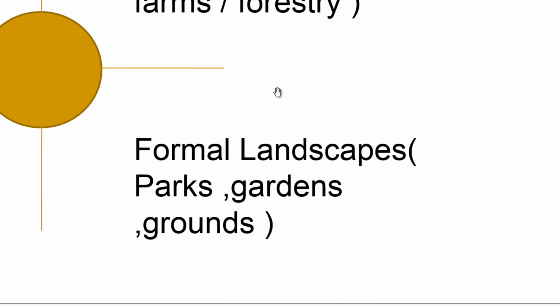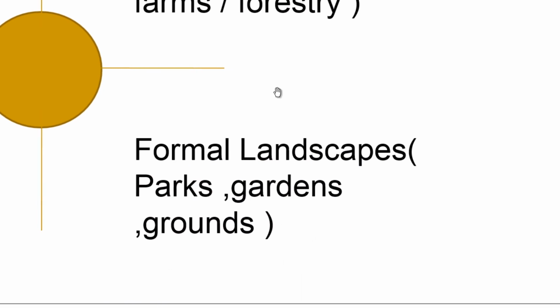The last one is the formal landscapes, parks, gardens and grounds. This is formed under the regulations of the government. Any municipality or any regional area needs to have, for this much population, this many parks or gardens or play areas. This is formed under the regulation. These are formal, and a city needs to have them.